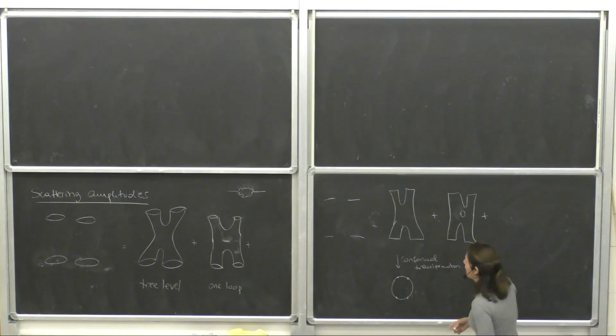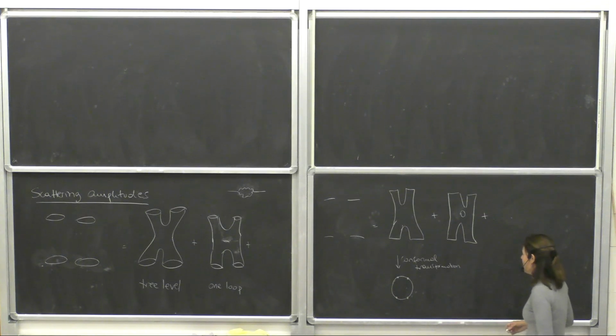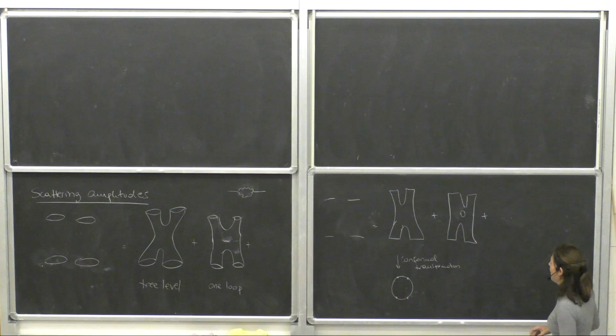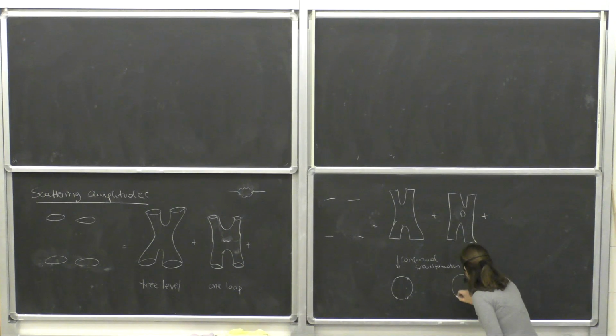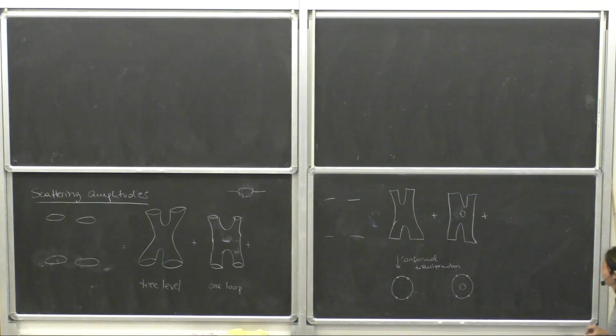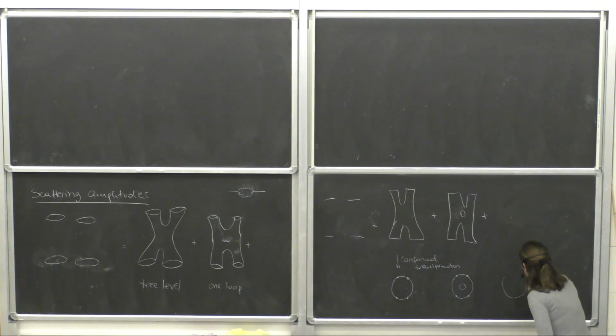Let's not do it. This is the same, but it's a disk with a hole. So it's an annulus. Then the two loop thing will be something with two holes.